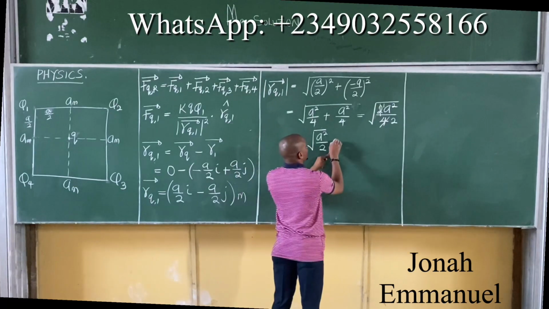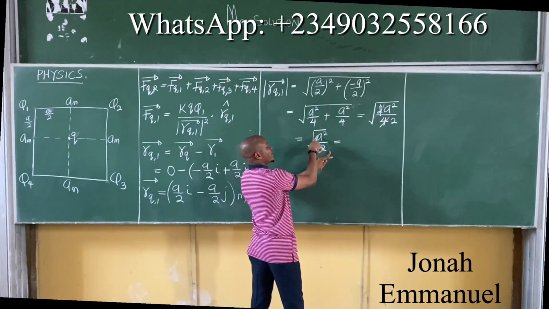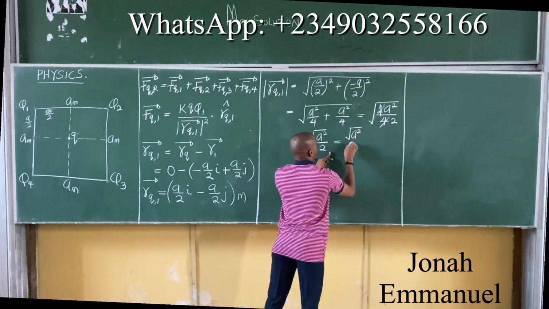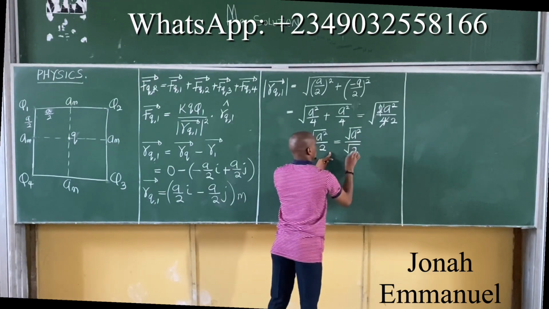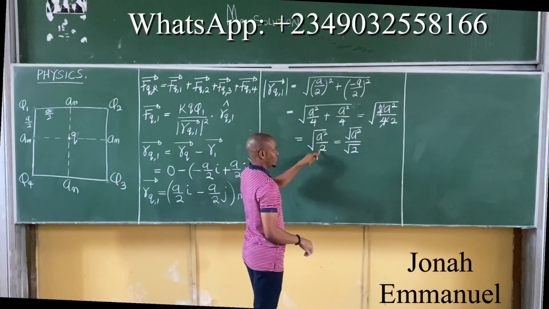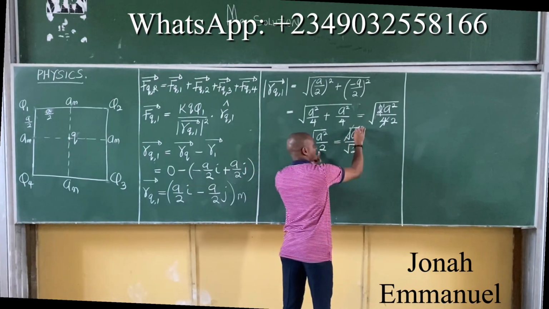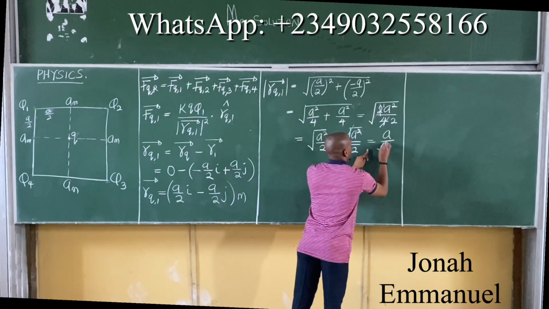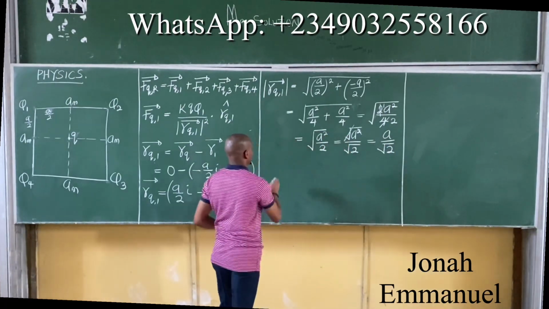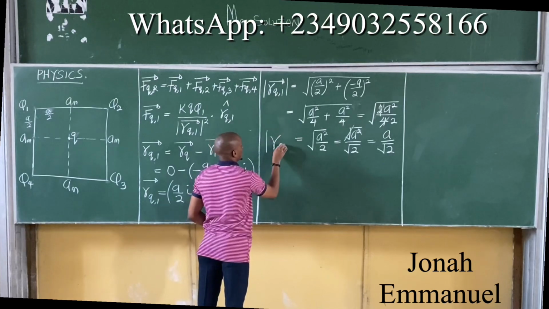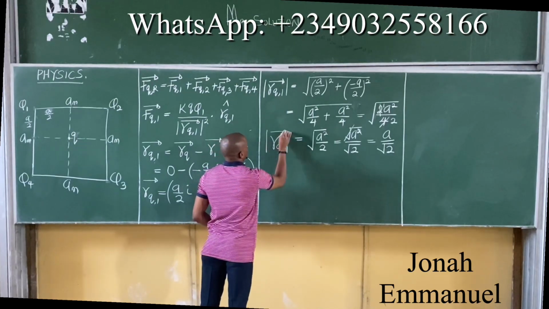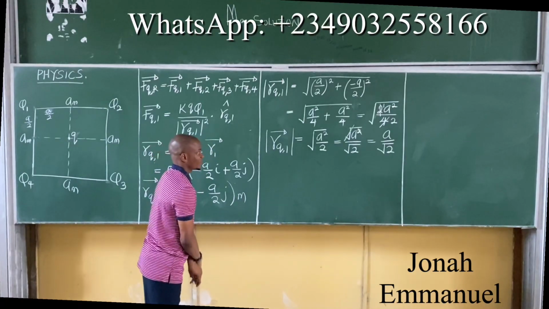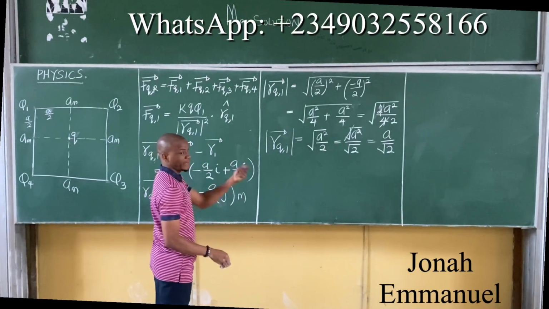I have this. Can it be simplified? Obviously, from the idea of indices, the square root will affect both here and there. So it becomes the square root of A squared all over root 2. So this to this, this to this. From here, square root cancels square, equal to what there? A all over root 2. So this now becomes the magnitude of RQ1. You have this.